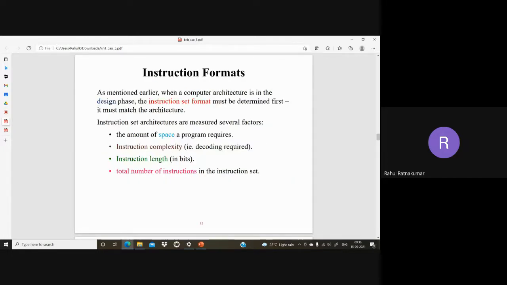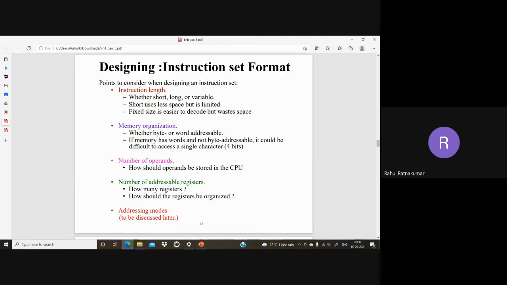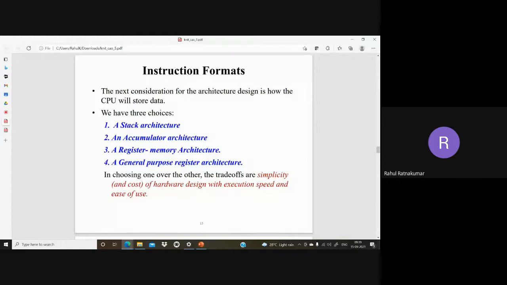Other important things are the amount of space the program requires, instruction complexity, instruction length, and the total number of instructions also. The instruction length also depends on how many bits you are planning to put in one instruction, and what kind of memory, number of operands, addressable registers, etc. Instruction formats. So these are the different architectures we are discussing.